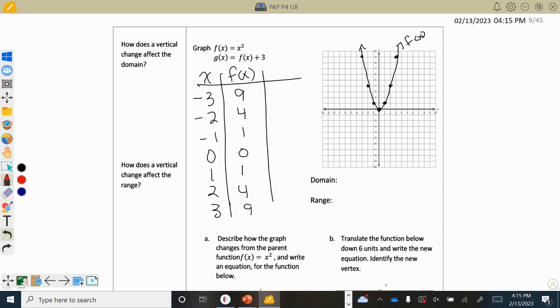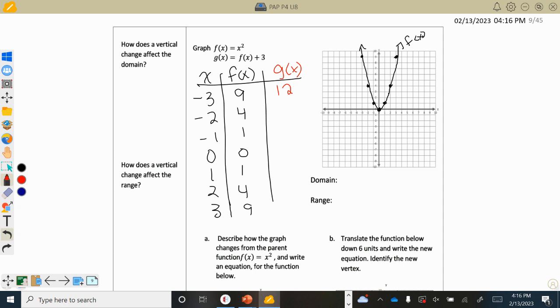All right. This time for g of x, we're taking f of x and we're going to add 3. Now this is that function notation form. Remember, f of x is x squared, so it's still a quadratic. It's just saying we're taking whatever that f of x function is, we're going to add 3. So if my f of x is 9, I'm going to add 3 and get 12.